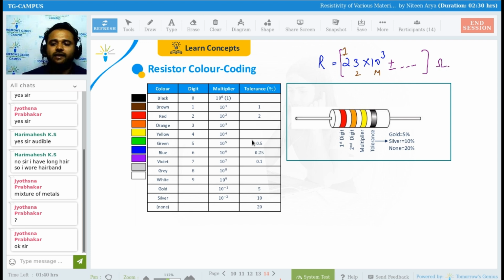Is this clear, everyone? Like gold, silver, and none. If there is none, you can see it like this, so the tolerance, the error, is going to be plus or minus 20%. You don't need to worry about it. If it is gold or silver, then it is 5% only. Clear, everyone? In this way, you're going to find it.